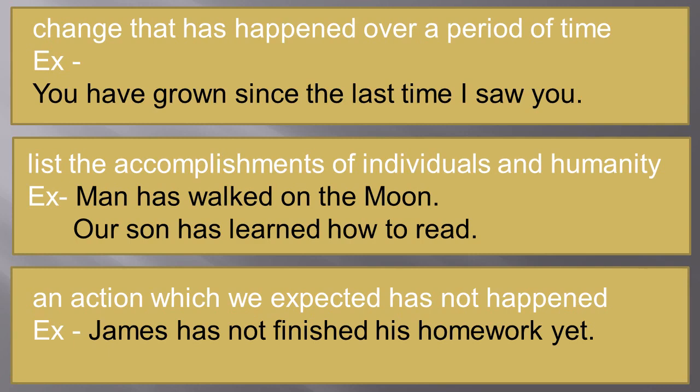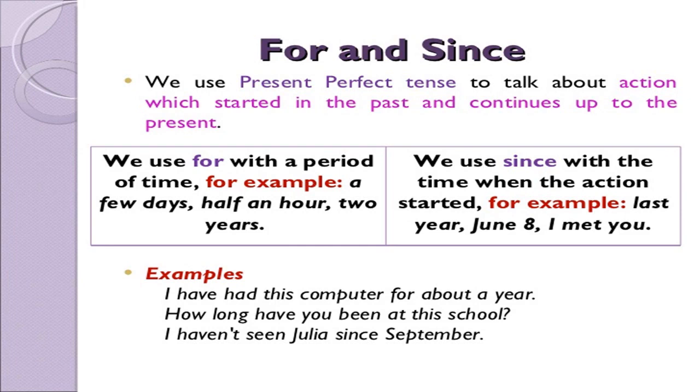So we use for and since in present perfect tense sometimes to denote the duration of time, as for is used with a period of time and since is used with a particular point of time, like for few days, for half an hour, since last year, since last month. Right? So sometimes we use for and since in present perfect tense, as this tense is used to talk about action which started in the past and continues up to the present. So this was about present tense, its 3 types, structure and usage.